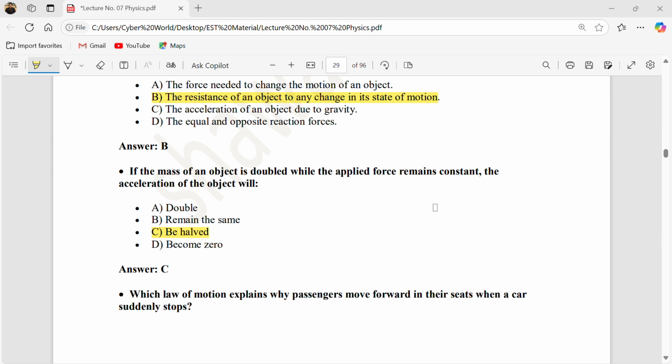If your mass is increased by 4 times, your acceleration must decrease by 4 times to keep the force the same, because your force is constant. So the correct answer is: it will be halved.